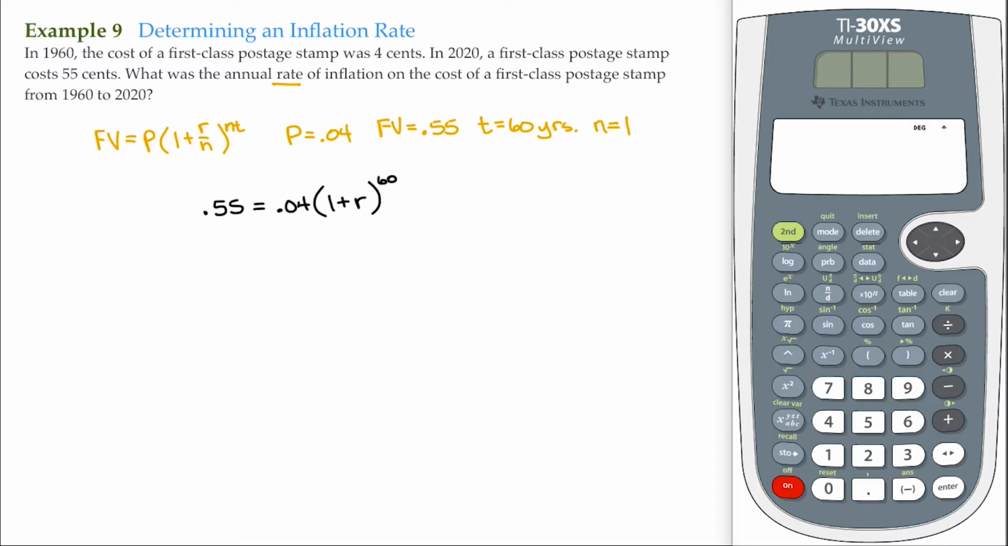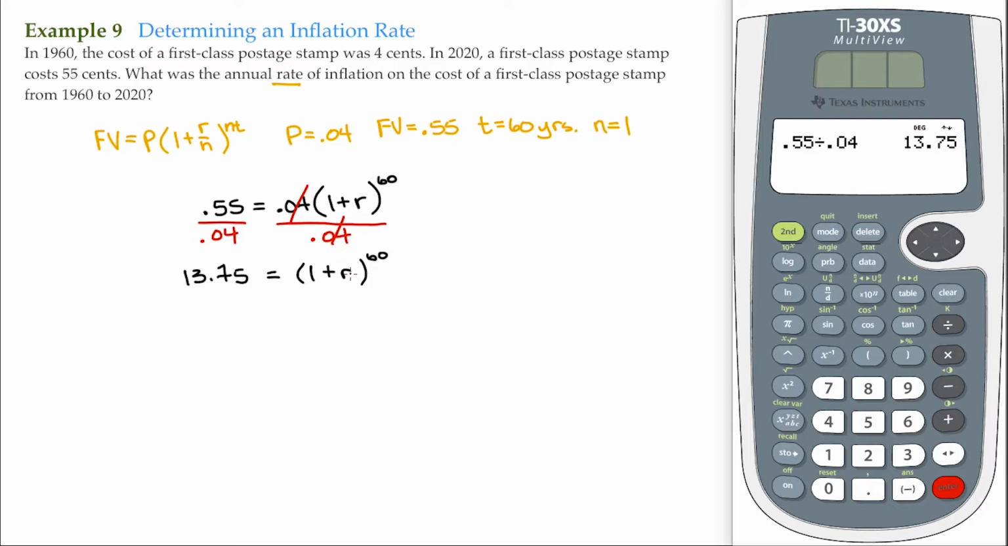So then using algebra, don't forget we're looking to isolate the R right here. So the first thing we could do is divide out the 0.04, the 4 cents. This will go, and that'll go. 0.55 divided by 0.04. So this is 13.75. That's equal to the 1 plus R to the 60th power.